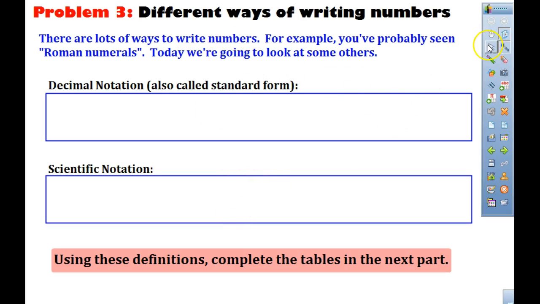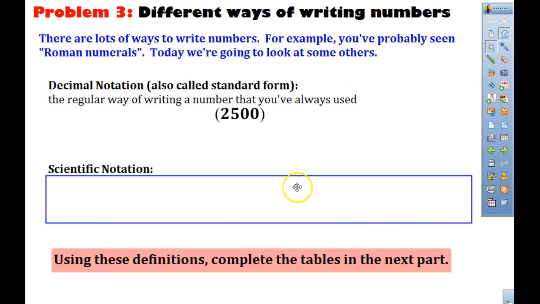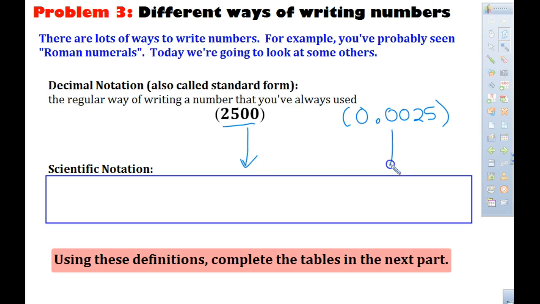Today we're going to look at some other forms of writing our numbers. So decimal notation, often in your homework called standard form. It's the regular way of writing numbers. I would like you to put down the number 2,500. I would also like you to put this decimal 0.0025. So we're going to look at both of these, and then we are going to write them in scientific notation.